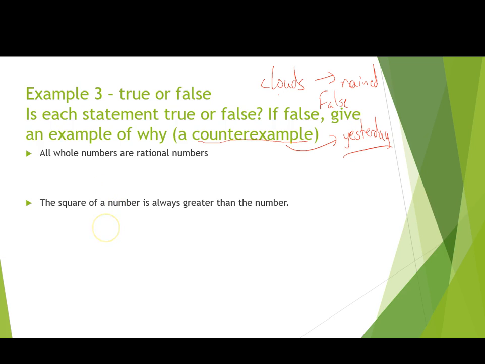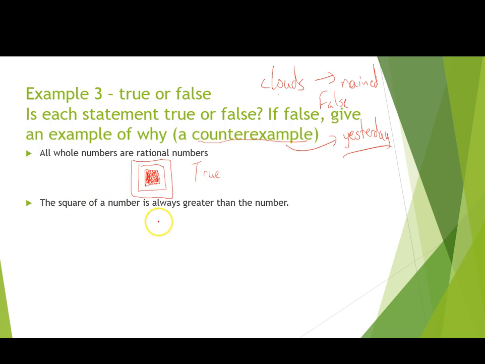So for the first statement, all whole numbers are rational numbers. You think about your whole numbers, your integers, your rational numbers. All these numbers in here are also inside the bigger box. So there is not a whole number that exists that isn't in this box. Because of that, we can say this is true. Every whole number is also an integer.